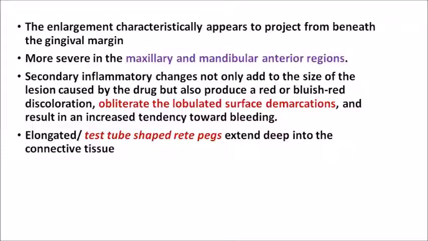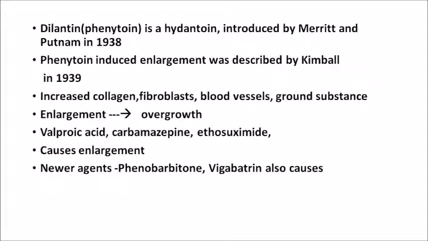When we see the histopathology, there is a peculiar term: test tube shaped rete pegs. In histopathology, we can see very elongated or test tube shaped rete pegs, and it is most commonly seen with phenytoin induced gingival enlargement. So the first group of drug is phenytoin or dilantin. It is a hydantoin. It was introduced by Merritt and Putnam in 1938. Okay, so the drug was introduced in 1938. Now this phenytoin-induced enlargement was described by Kimball in the next year, 1939.